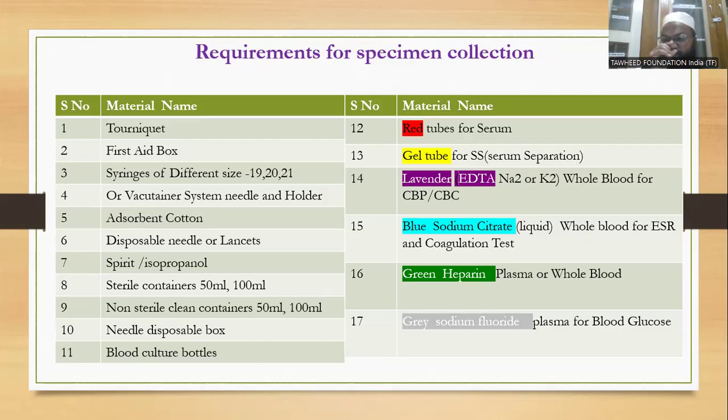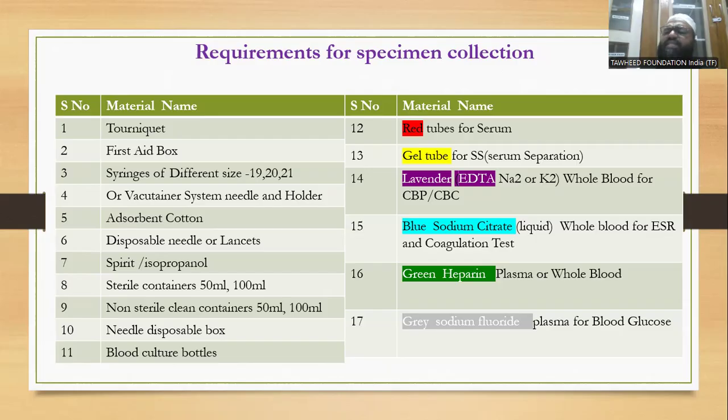Why EDTA is used for whole blood investigations like CBP, complete blood picture, CBC, complete blood counts, even single parameters like total WBC count, total platelet count, total RBC count. For those investigations also, we need to have an EDTA sample. Blue sodium citrate, liquid whole blood, is for ESR and coagulation tests.